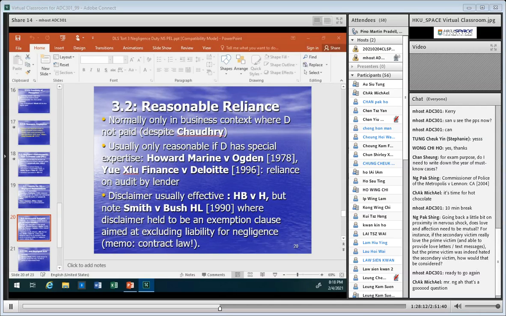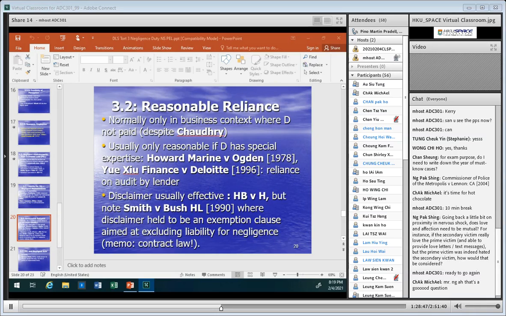And if Hedley Byrne v Heller had been decided after the legislation, that disclaimer would have been held to be an exemption clause, and therefore it would not be effective unless it is reasonable. And you would probably guess in Hedley Byrne v Heller it probably was not reasonable. Smith v Bush is another case. Smith v Bush was decided after the legislation came into effect, so the exemption clauses legislation did apply.